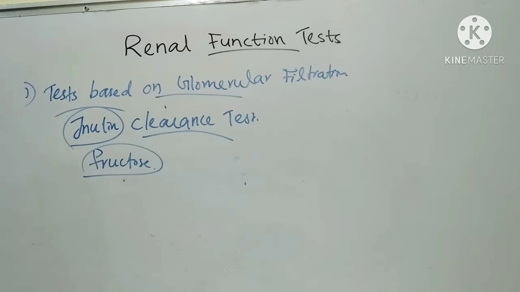It is not excreted or reabsorbed by the renal tubule, so it is an ideal substance for the clearance. So the number of ml of plasma which is cleared of inulin in 1 minute is equivalent to the volume of glomerular filtrate formed in 1 minute.